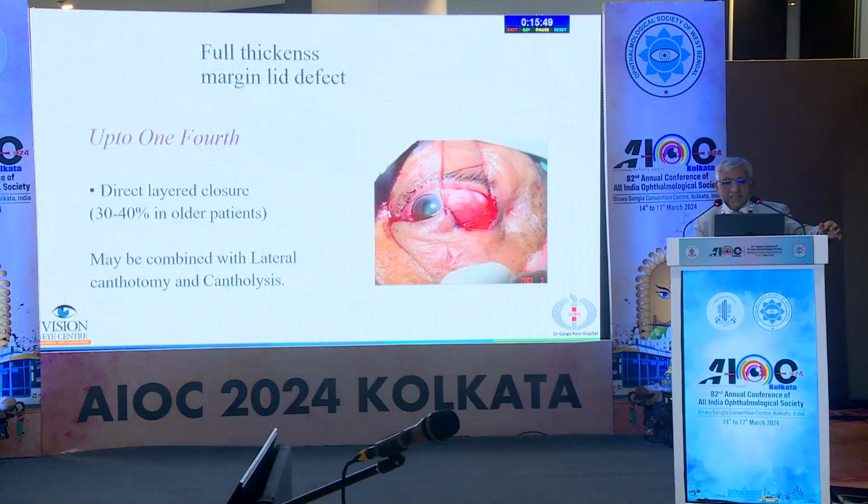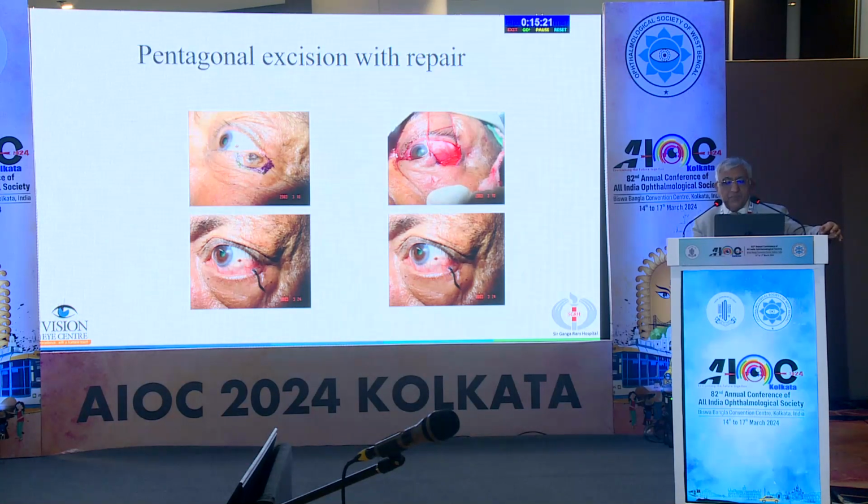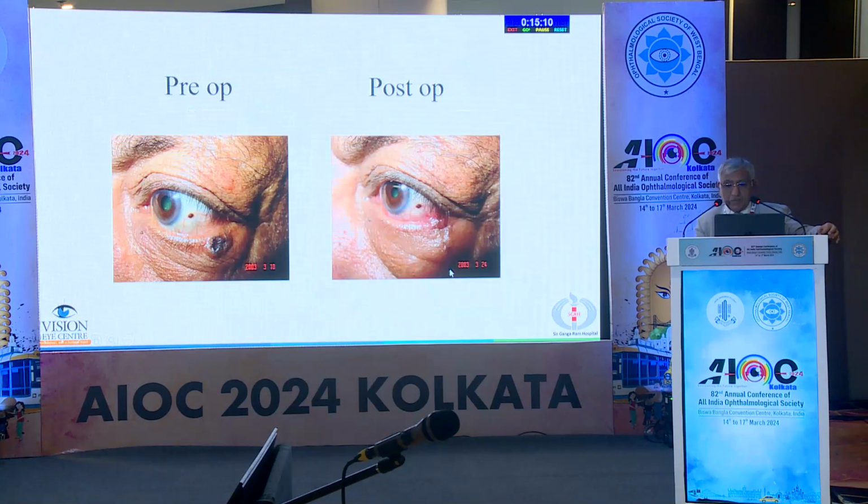So let's go on to the full thickness eyelid margin defects. The smaller defects are amenable to direct closure, especially in the older subjects, and particularly when they are combined with the lateral canthotomy and opening up of the attachment of the eyelid to the lateral orbital margin through the canthal ligaments. If cantholysis is also combined, you can go ahead and probably do a 30 to 40% closure. An example is a basal cell carcinoma here with a zone of about 4 millimeters, and this, being an older subject, is amenable to a direct closure.